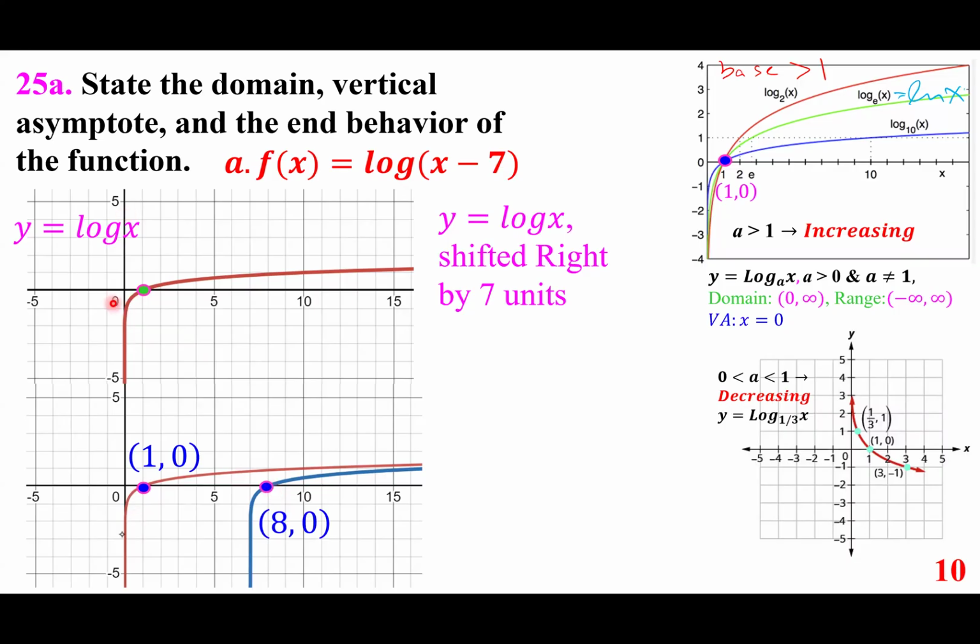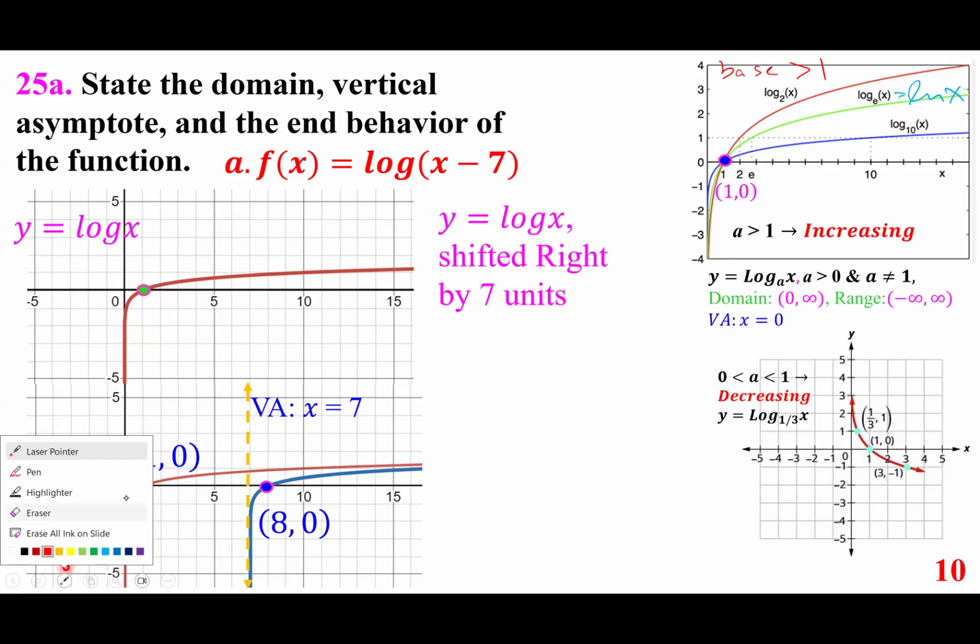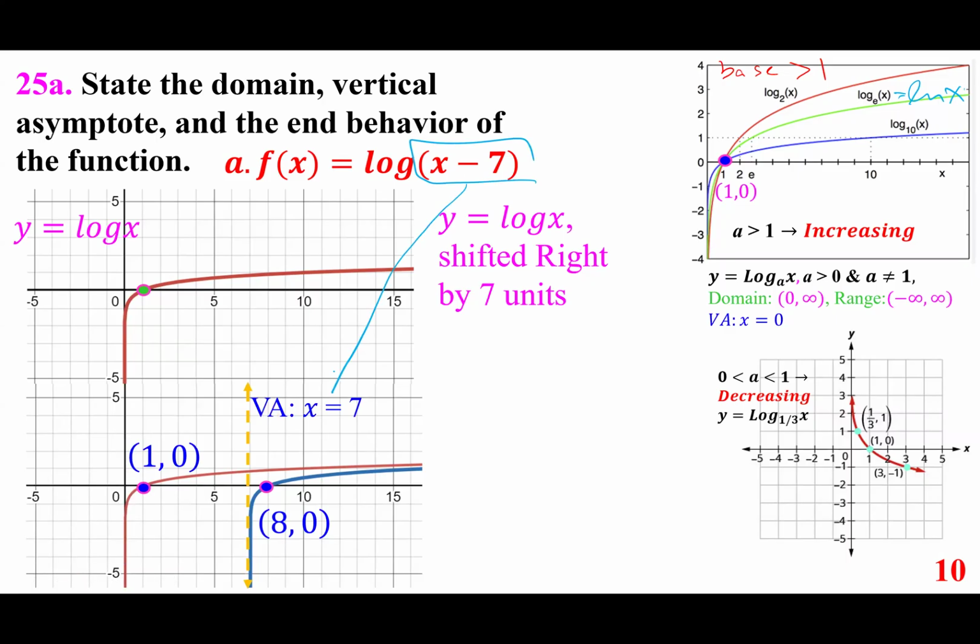This had the vertical asymptote, which was the y-axis, now has this vertical asymptote. Set this one equal to 0. X minus 7 equal to 0 gives you the vertical asymptote, x equals 7. So again, to find the vertical asymptote for a logarithmic function, you set the argument equal to 0.